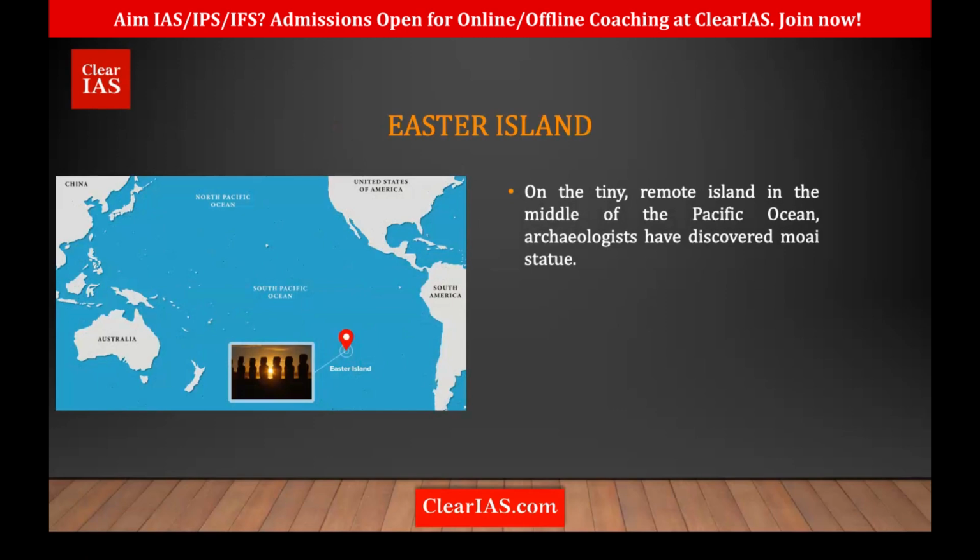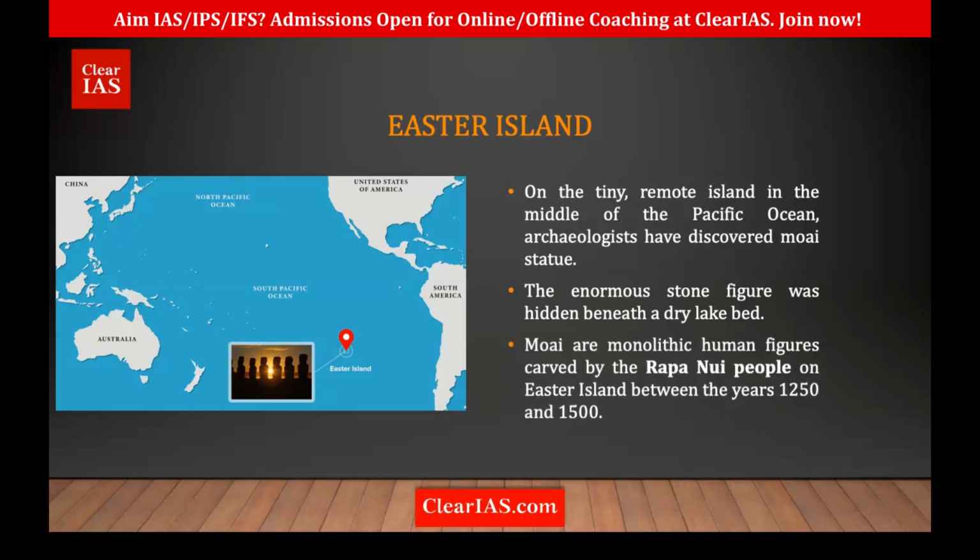Archaeologists have discovered a lot of Moai statues. They were found hidden below a dry lake bed. A Moai is a monolithic human figure, which means it is made of one single stone by the Rapa Nui people, who lived on Easter Island between 1250 and the 1500s. So if there is any question regarding Easter Island, the Rapa Nui people and Moai monolithic human figures are made by them. So, recently discovered.